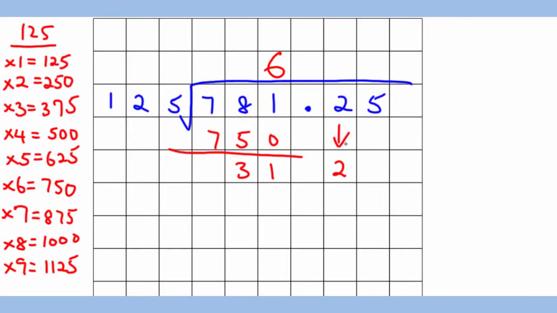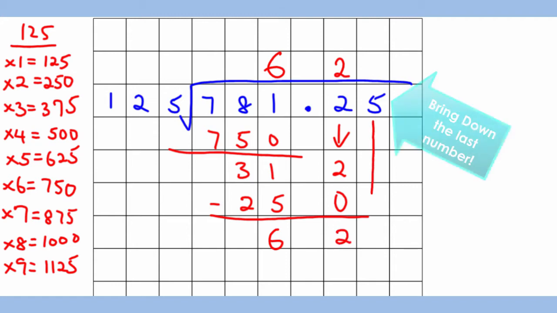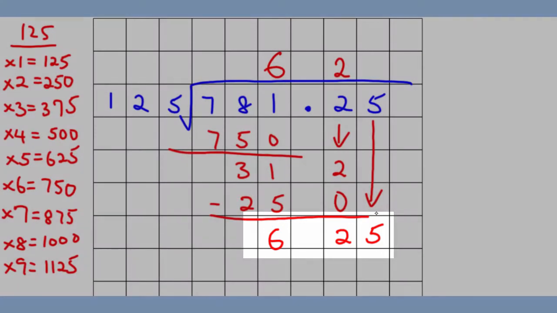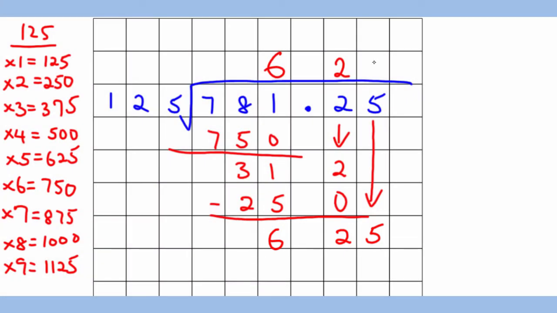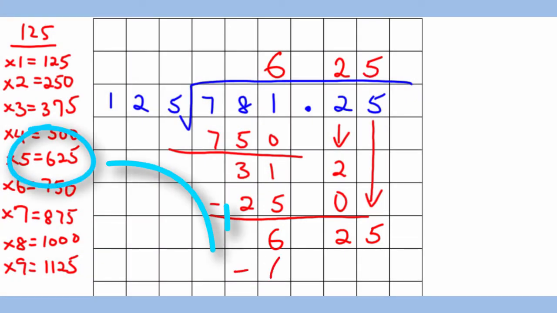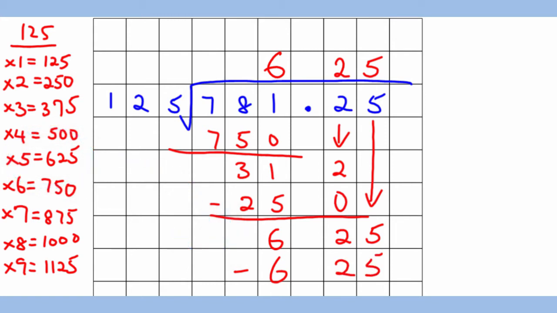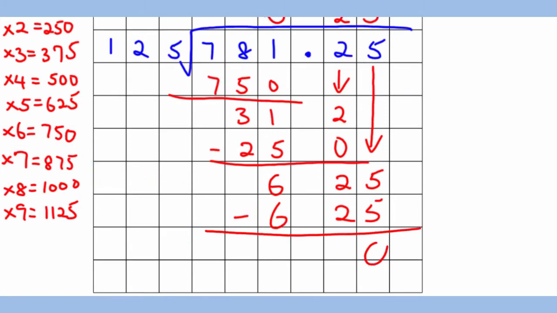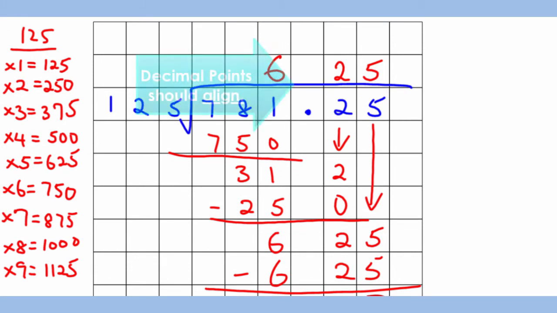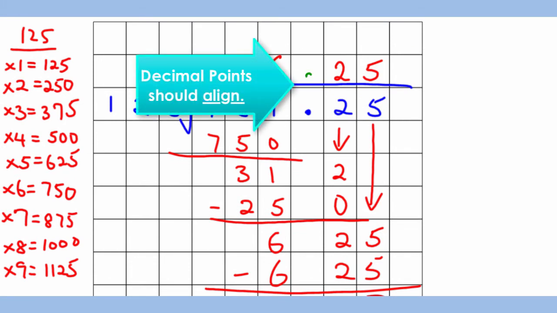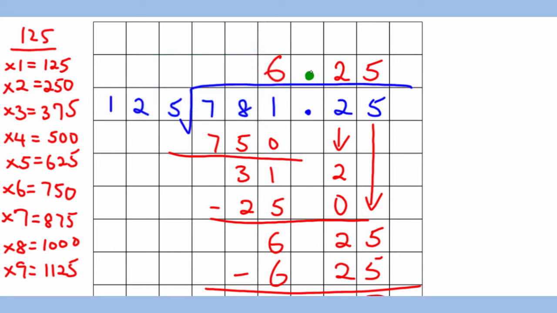And looking at our chart, it will go in 2 times. So you have 250 to subtract by, and that will give you 62. And now bringing the last number down, you will end up having 625, which 125 goes into 5 times. So you minus 625 from 625, you will end up getting a 0. The only thing that you need to put back right now is the decimal point, which will align with the divisor. So you put it back on top in between 6 and 2.